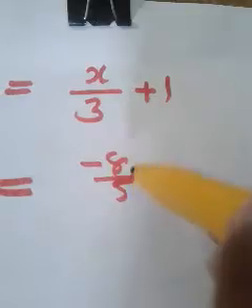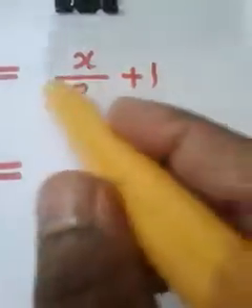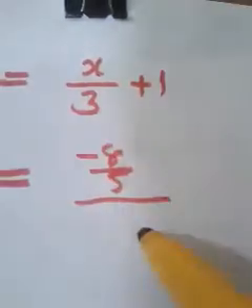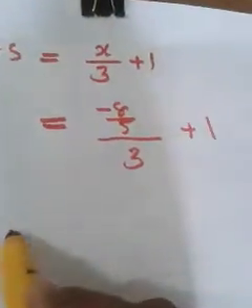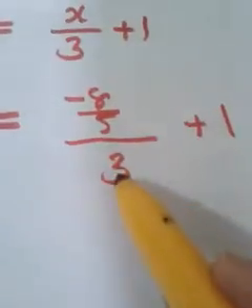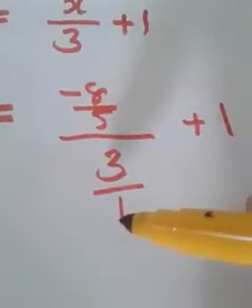So minus 8 by 5 is nothing but x, no? So it is actually x by 3. So this is x, divided by 3 as it is, plus 1. You may have understood. Okay. Now, can we write this 3 as 3 by 1? Of course, we can write it as 3 by 1.